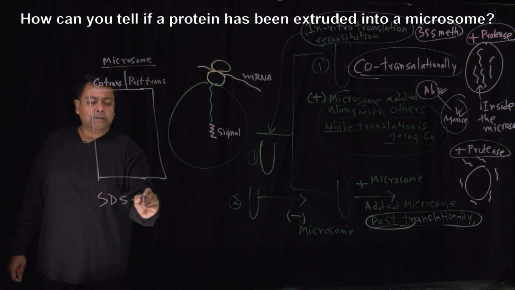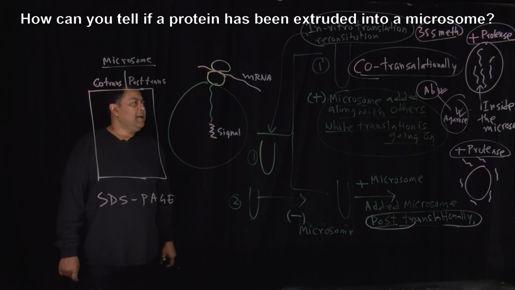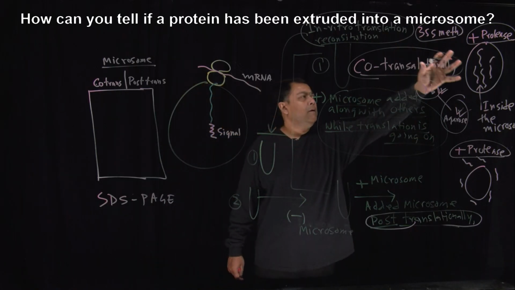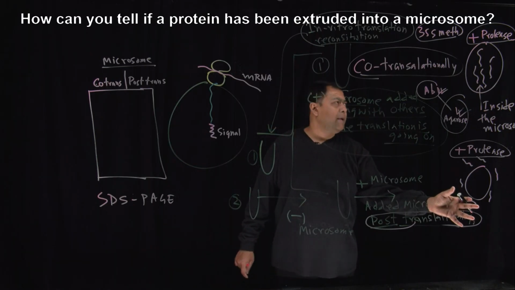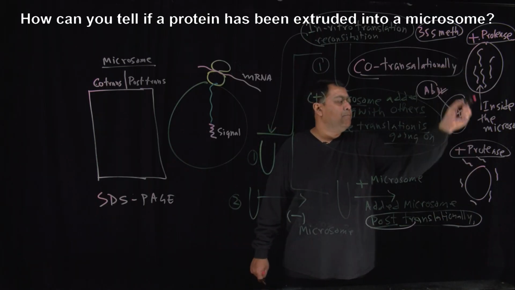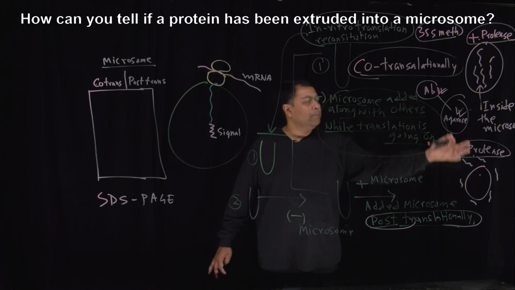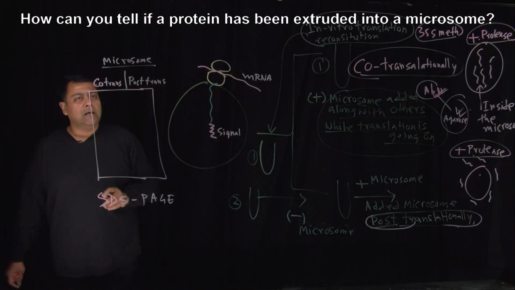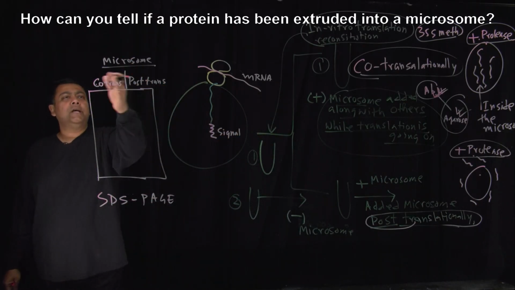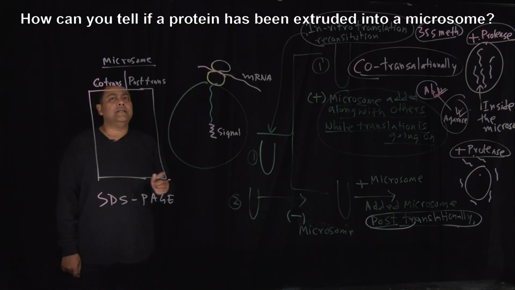You are running an SDS polyacrylamide gel electrophoresis. Again, just repeating in short: you have co-translationally added microsomes and post-translationally added microsomes. After that, you have treated both of them with a protease, followed by an antibody agarose bead immunoprecipitation reaction to isolate the particular protein against which you have that antibody, and then you run the gel. When you take an autoradiograph, as it is radioactively labeled, you will see the signs in the autoradiograph.